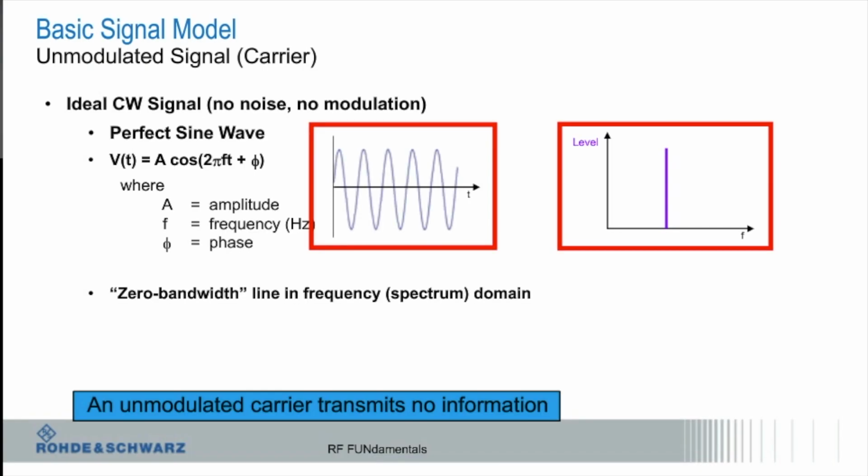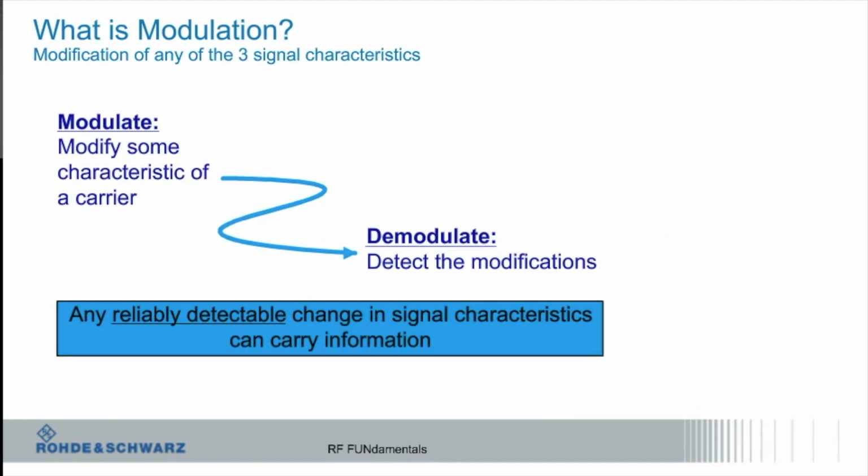Okay, so a basic sine wave. I'm going to beat you to death with sine waves. I already think I have. So A sine or cosine of 2 pi f t plus phi. A is the amplitude, f is the frequency, phi is the phase. Again, in the time domain it's a nice little sine wave, and in the frequency domain it's a perfect line of infinitely narrow width, which obviously isn't real, but zero bandwidth, and that's our starting point. So what is modulation?